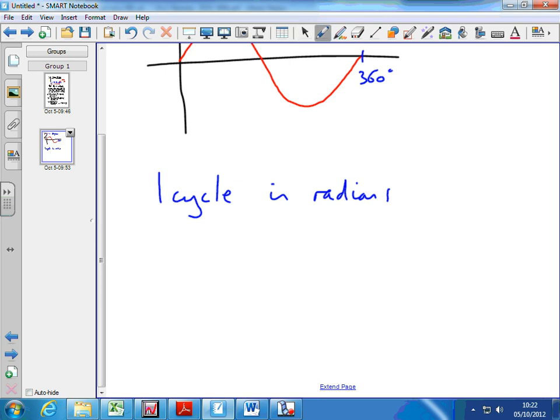What would I sketch if I wanted to show one cycle in radians? Same as that. Any points I can mark on the graph?